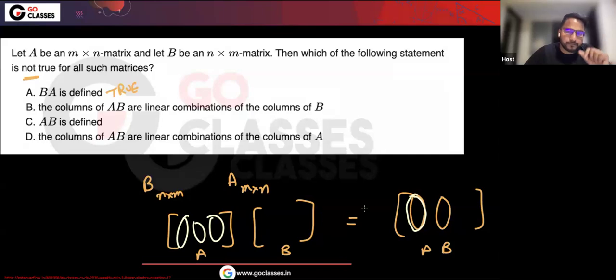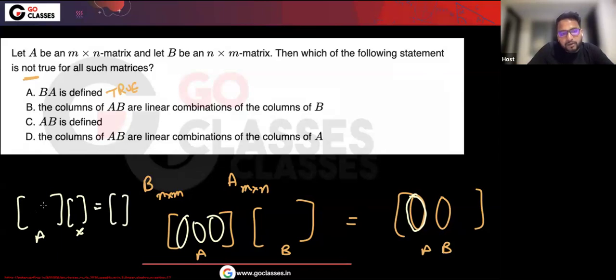Just think about it. See, whenever you have AX, suppose you have A into X. This is A, this is X. Now, don't you think whatever you are finally getting is basically a linear combination of columns of A, isn't it?